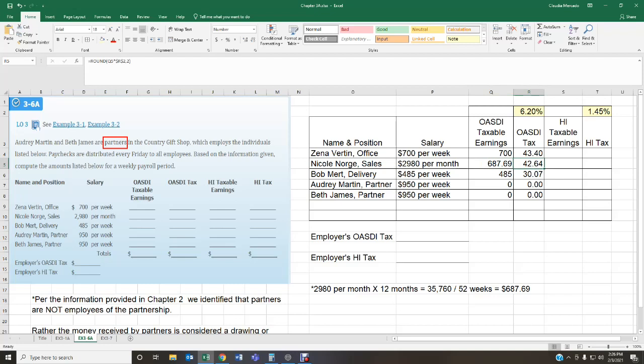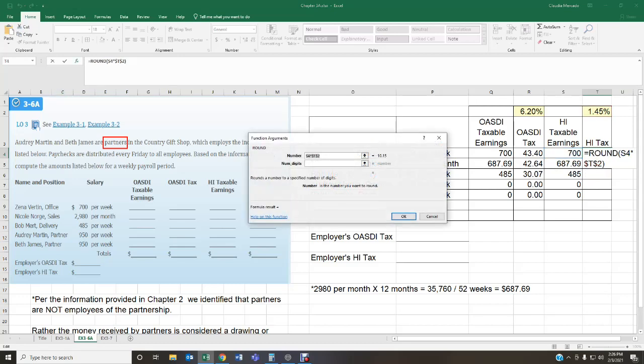For your HI taxable earnings, it's going to be the same amount. It's going to be your 700, your 687.69, your 485, and then 0. You're going to do equals, round. You're going to multiply your 700 times your 1.45%. I'm going to anchor my 1.45%. I'm going to put my cursor in front of the T2, which is the 1.45% cell, press F4, and then go to the formula bar and round to 2 decimal places, and then do enter.